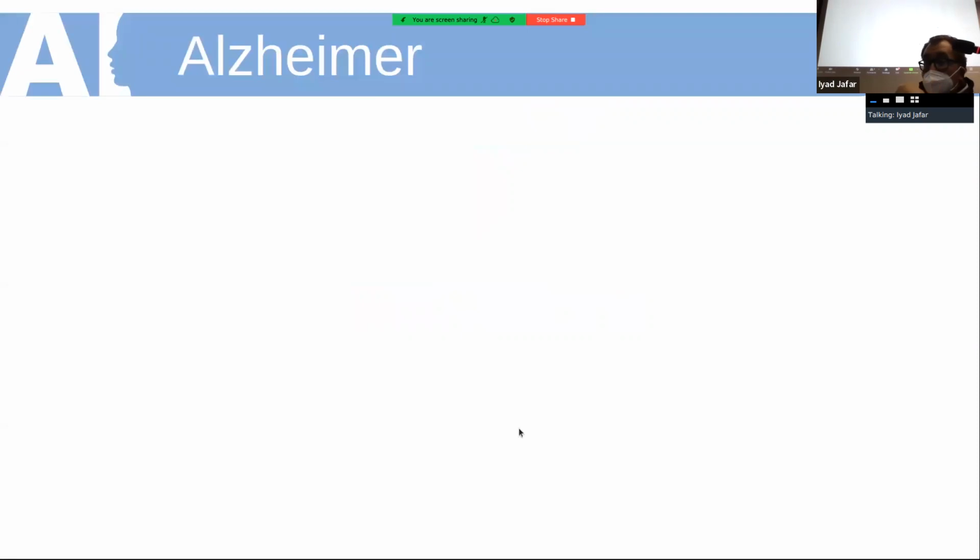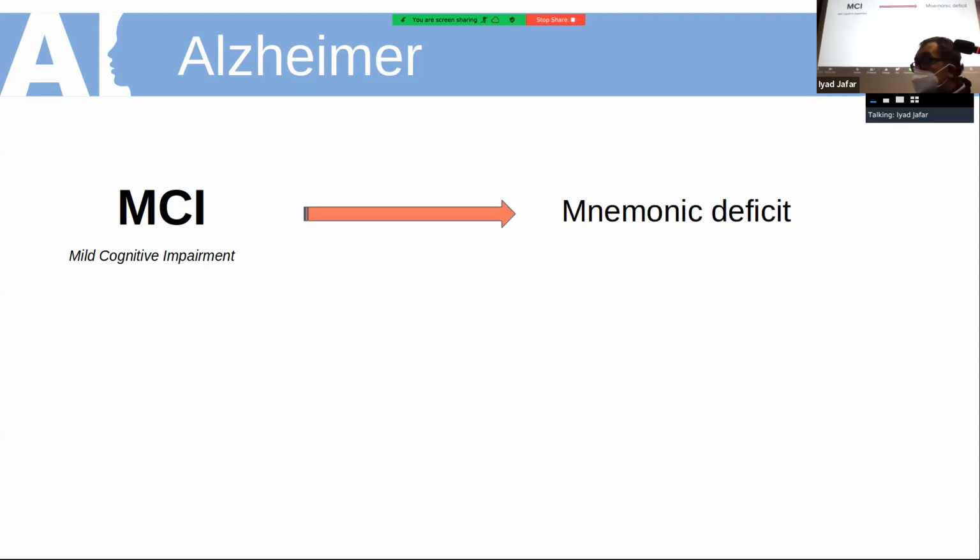So the theory behind this Alzheimer's test: what we want to implement is a test to detect Alzheimer's and autism early with eye tracking. The base behind this is that we want to diagnose the MCI, the mild cognitive impairment, which is a mnemonic deficit in the patients. This symptom usually decays into Alzheimer's. So the earlier we detect this symptom, the more effective the therapy will be on the patient.